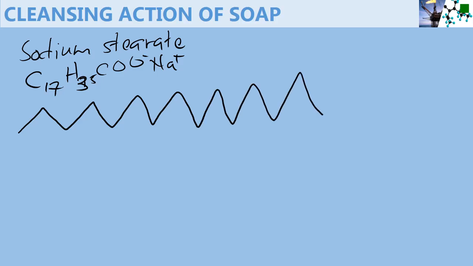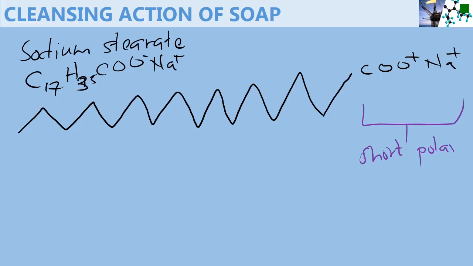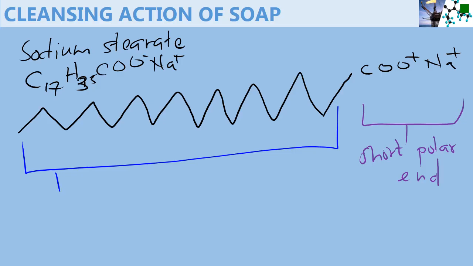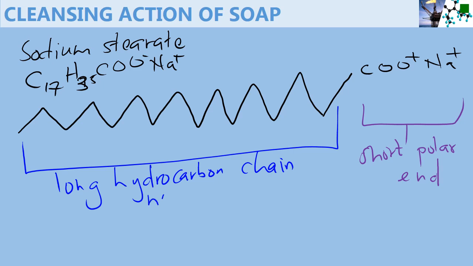These ones essentially represent the alkyl part, and eventually we have the polar end, which is very short. So at this point here, you have the short polar end, and on this other side you have the long hydrocarbon chain, which is essentially non-polar.